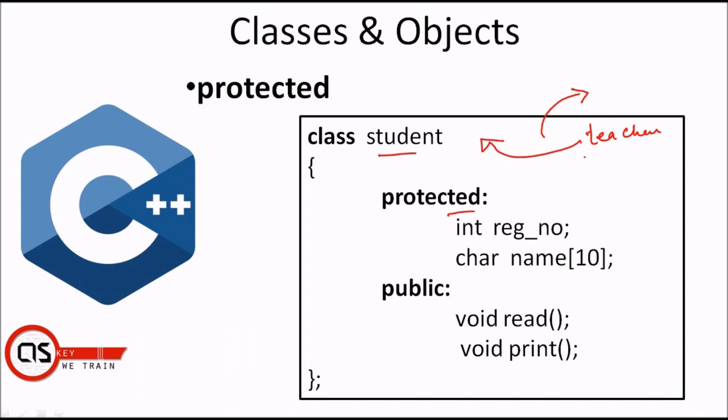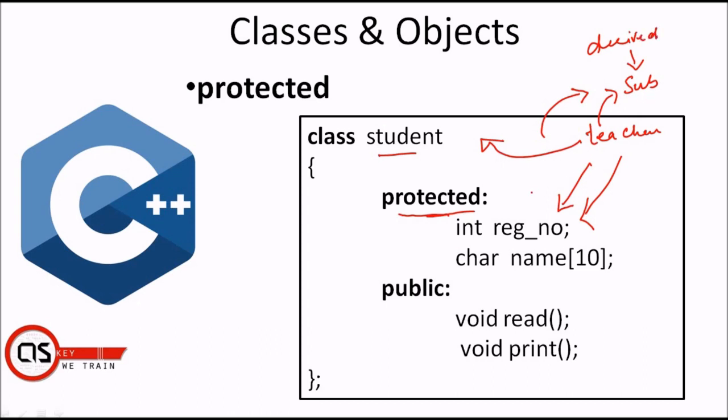Now since the teacher is derived from this base class student, the teacher has the right to access the register number and name of a student only if it is written under the protected access specifier. So I'll rephrase this and give the meaning. Whenever the data members or the member functions are written under the protected access specifier, they can be accessed within the class and they can also be accessed by the subclass, where your subclass is also called a derived class.